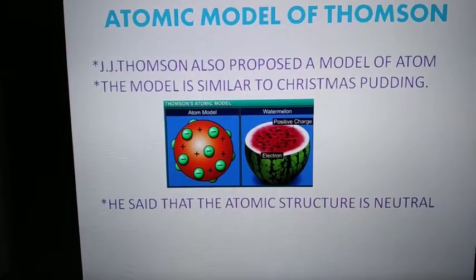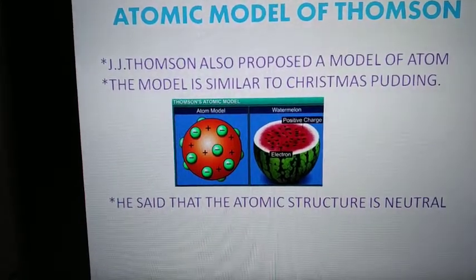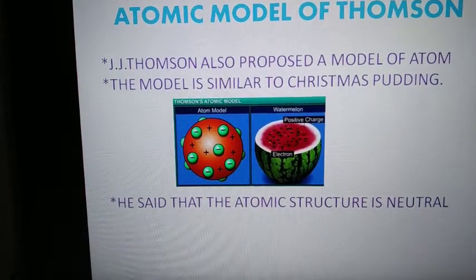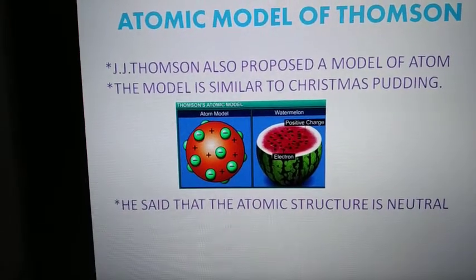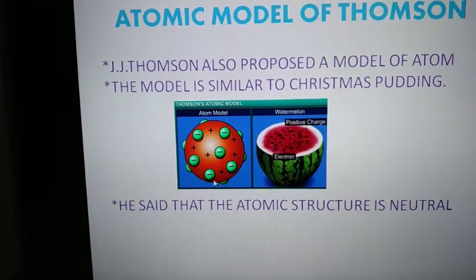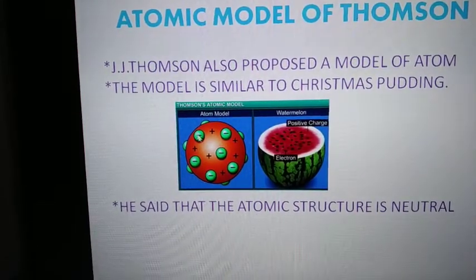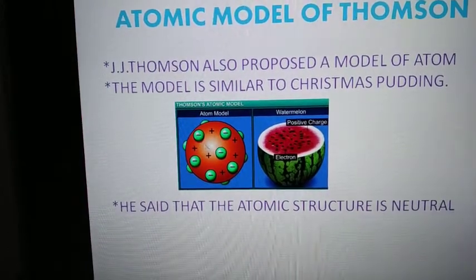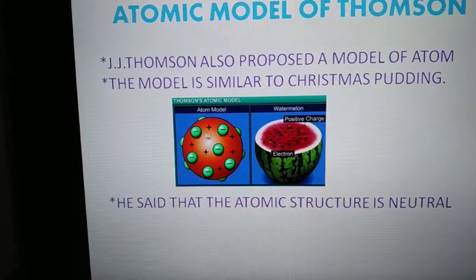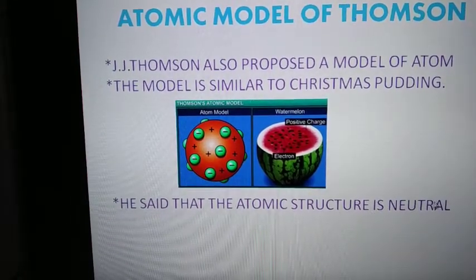So let's see the atomic model of Thomson. J.J. Thomson discovered electrons first, then he proposed a model of the atom. This atom was similar to a Christmas pudding. See, this is a Christmas pudding. He considered this as the positive sphere, and the round-like structure is negative, that is electrons. He said that this positive and negative will combine and neutralize the atom as a whole.